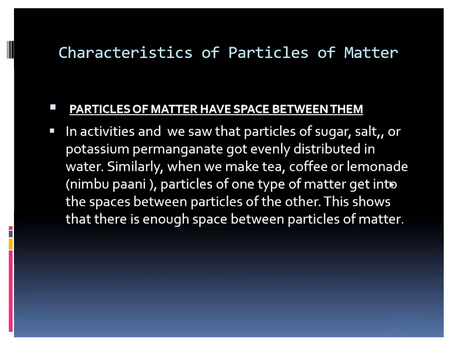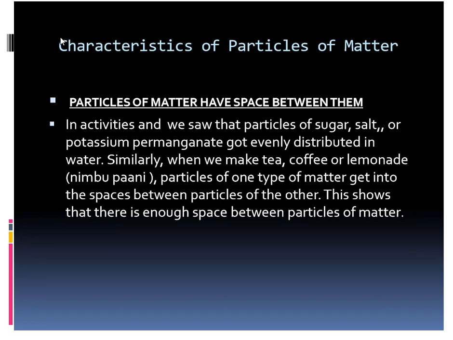The next point is characteristics of particles of matter. What are the characteristics? Particles of matter have space between them. In the first slide we tried to understand this one, so let us try to understand. In activities, we saw that particles of sugar, salt, or potassium permanganate got evenly distributed in water. What is the meaning of evenly distributed? It means when you add a pinch of salt, sugar, or some crystals of potassium permanganate, throughout the water it gets dissolved. That is called evenly distributed.